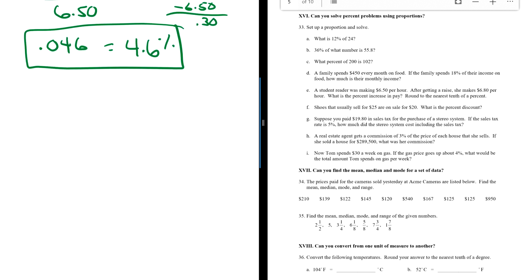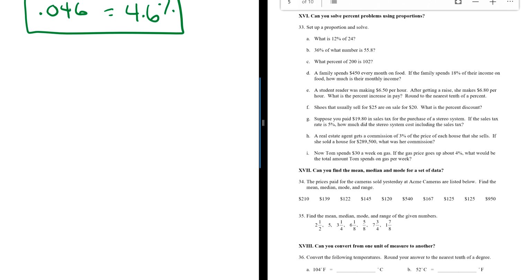Next problem. Shoes that usually sell for $25 are on sale for $20. What is the percent discount? So how do I do this? Let's see. The shoes that usually sell for $25 are on sale for $20. What is the percent discount?